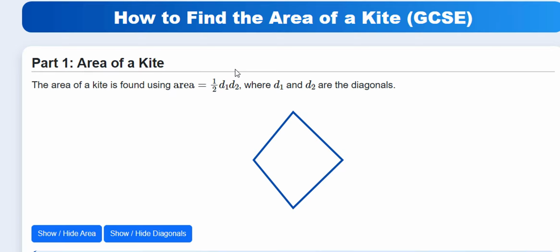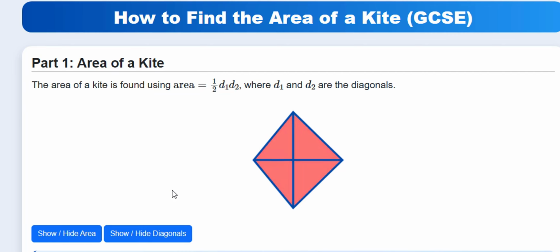As we said in the previous lessons, area is the region enclosed by the sides of the given shape. And in this case, our shape is a kite. So the area of a kite is the region enclosed by the sides of the kite, this one here. And the area of a kite is given by half d1 multiplied by d2, where d1 and d2 are the diagonals of that kite. So this is d1, this is d2.